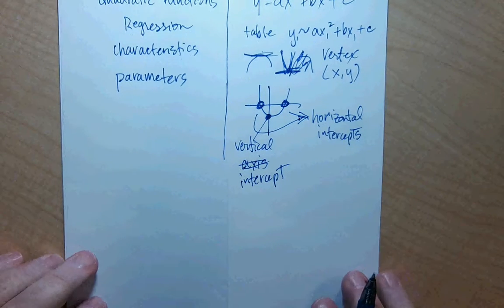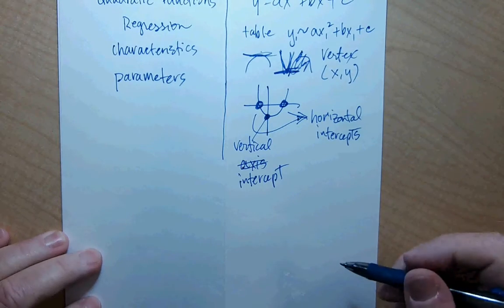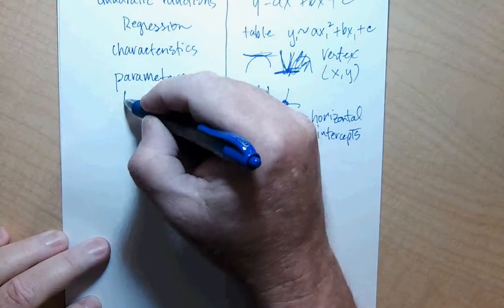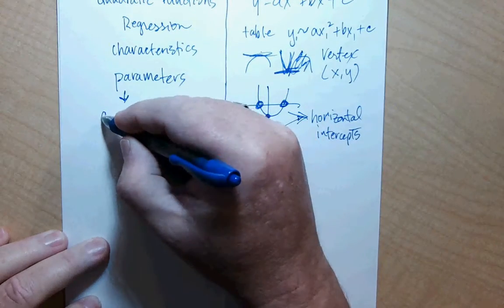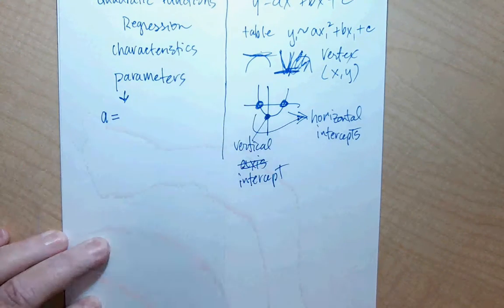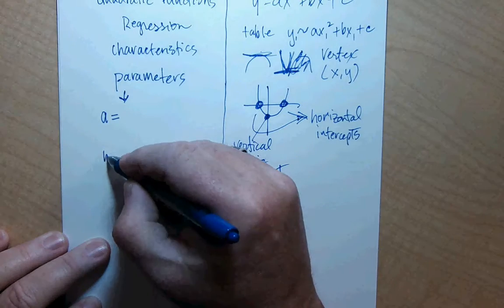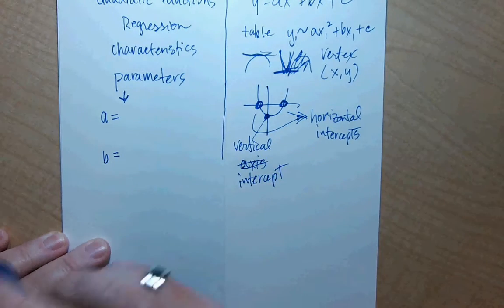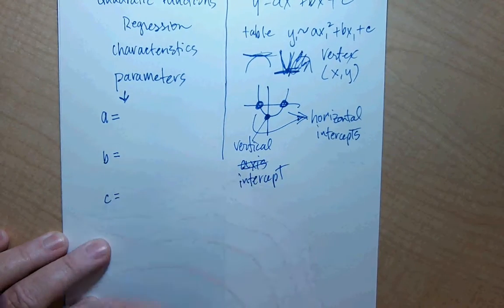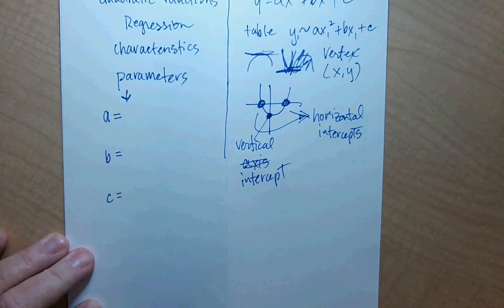Last but not least in that were the parameters. And I think I'll just chuck those right in here. Parameters were, what is A? What's the significance of A? What's the significance of the B value? And what's the significance of the C? They're actual numbers? Yes, but what do they mean?